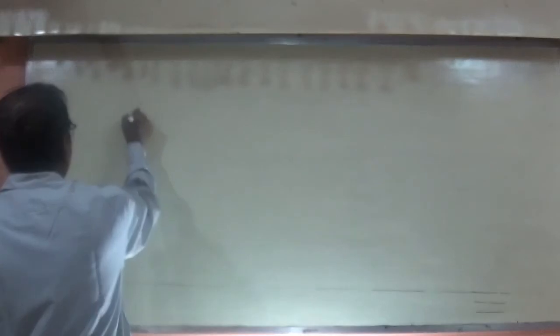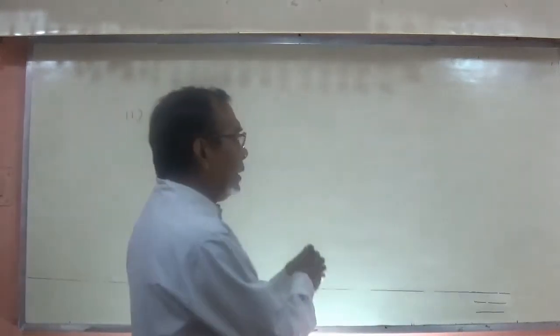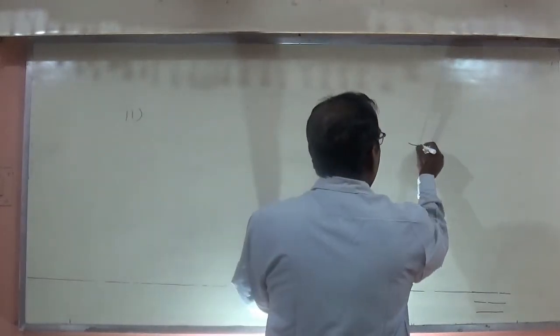Question number 11. It says that the curved surface area of a cylinder is 4400 centimeter square and the circumference of its base is 110. Find the volume of the cylinder. Okay, that is a cylinder.